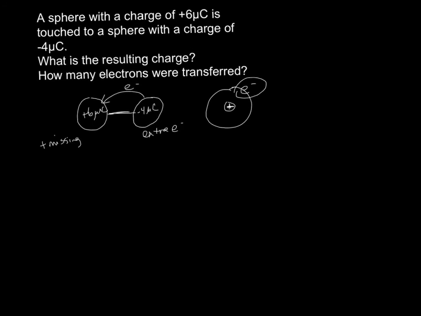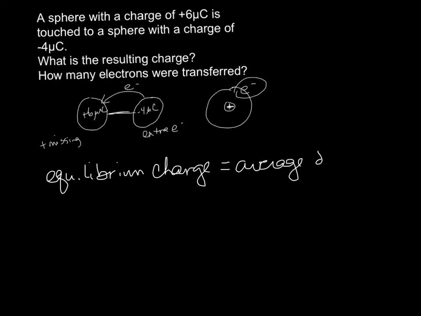Now, it actually doesn't seem like it's really easy. What is that same charge? The same charge actually happens to be the average of the two charges. So the equilibrium charge, where they come together, where they're equal, will be the average of the two charges. And you do have to include the sign when you're finding your average.